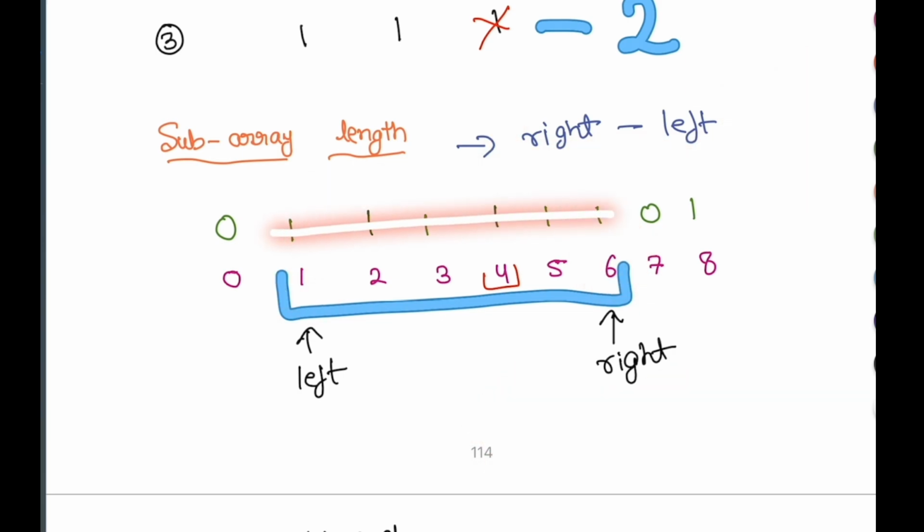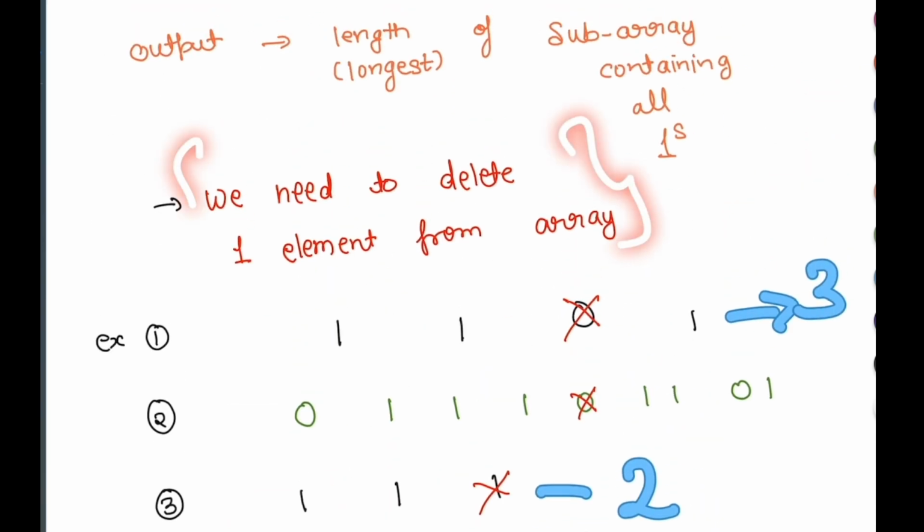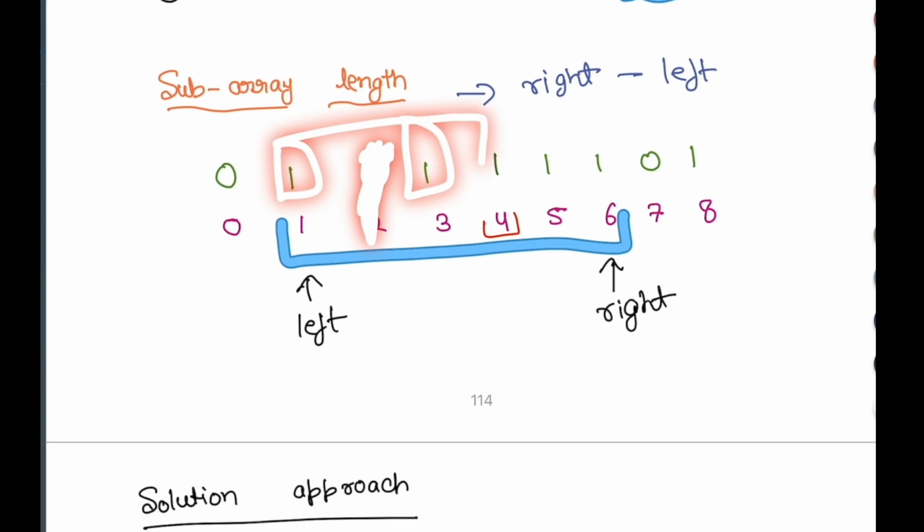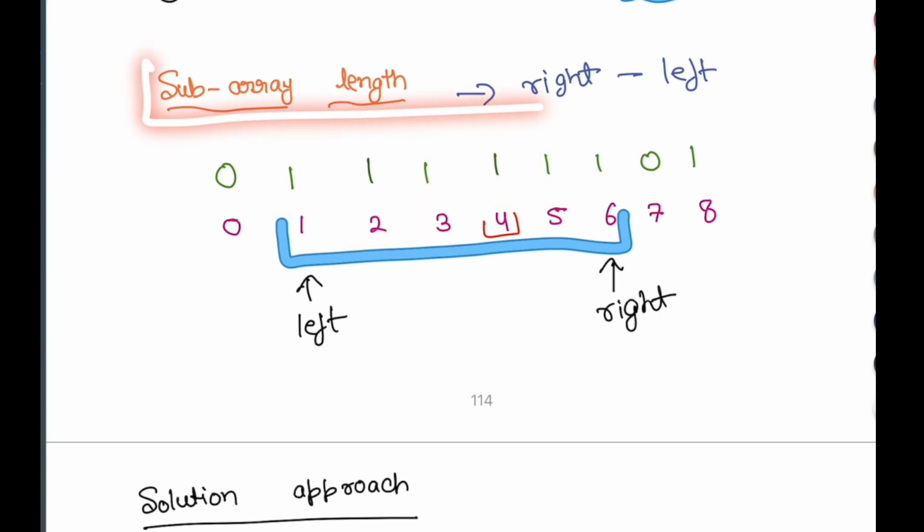Because still we need to delete at least one element, right? Exactly one element. We have to delete one element. So even if it contains all 1s, we are going to delete a 1. If it contains a 0, we are going to delete a 0. Still the number of 1s is going to be 5, right? So that is how we are going to calculate our subarray length.